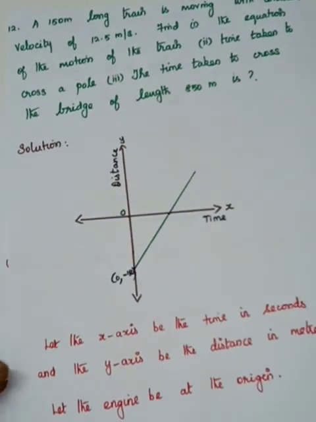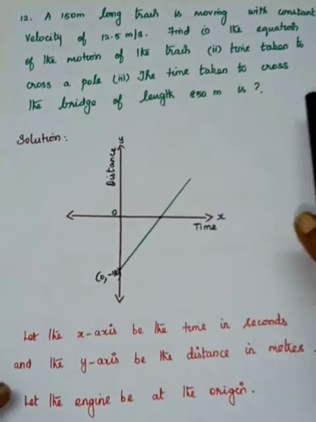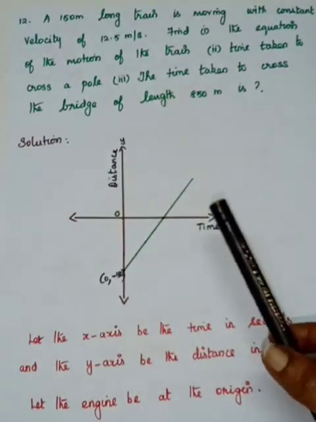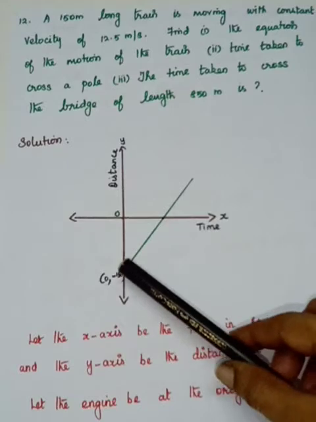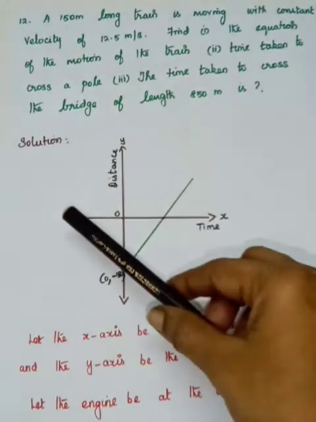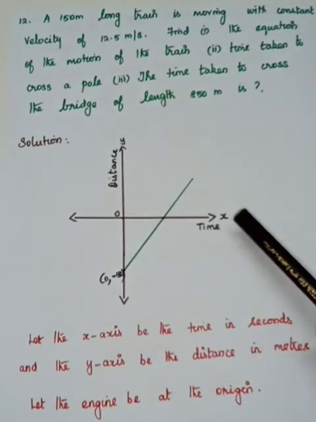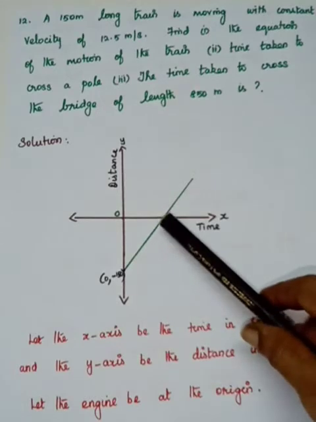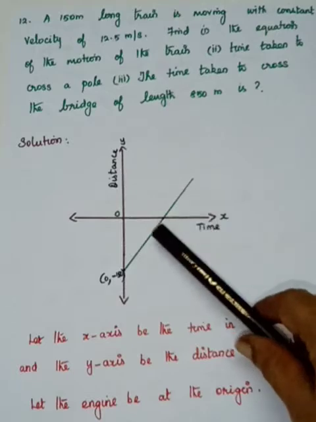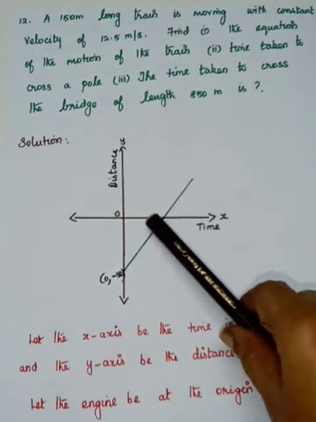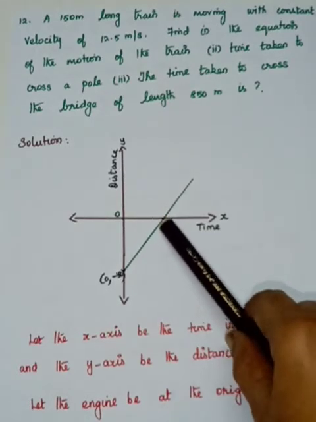And you see that second one, time taken to cross a pole. So see here, if the train moves like this, okay, so here in the x-axis we can consider as a pole. So the train, what is the time taken to cross a pole? So when it crosses the pole, your y-intercept will become 0.